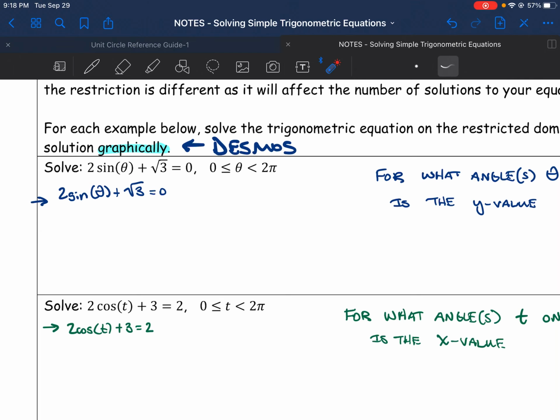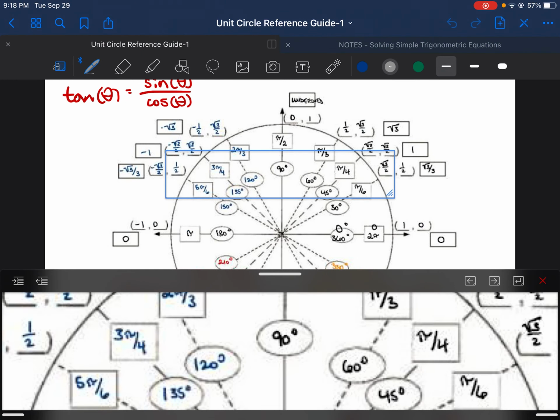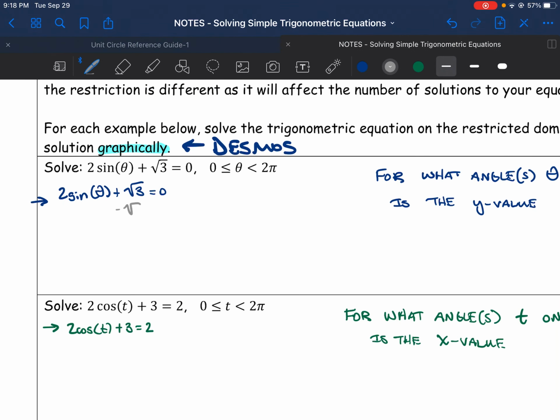We're going to try to solve 2 sine of theta plus square root of 3 equals 0. What we're going to try to do is get theta by itself. Theta is our variable. That's what we're trying to solve for. So I'm going to begin by subtracting square root of 3 from both sides. That's going to give me 2 sine of theta equals negative square root of 3. Now let's divide both sides by 2. Now I'm going to get that the sine of theta is equal to negative square root of 3 over 2.